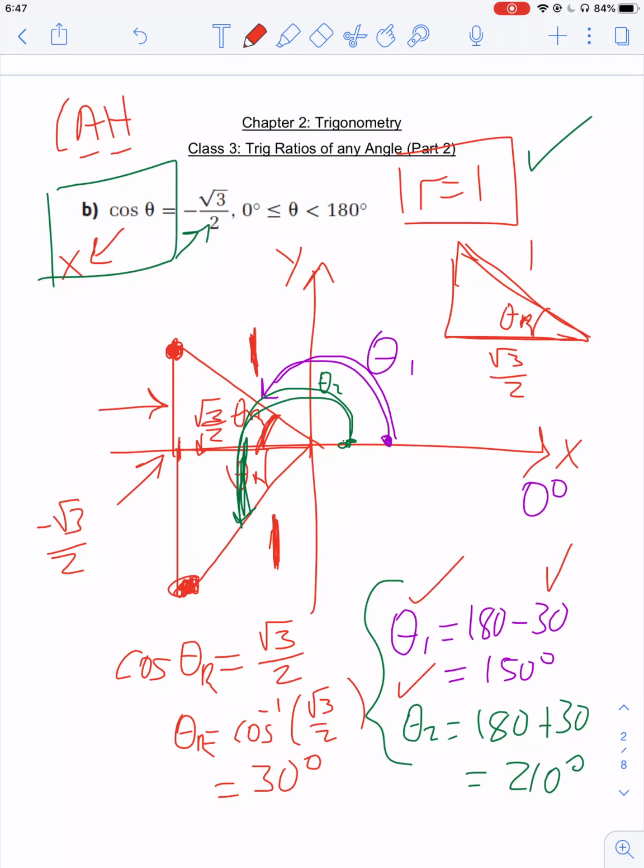Here I'm removing the reference angle, here I'm adding it. How do you know when to remove, when to add? The picture will show you, okay? So once you draw the right picture, the picture will show you what needs to be done, okay?